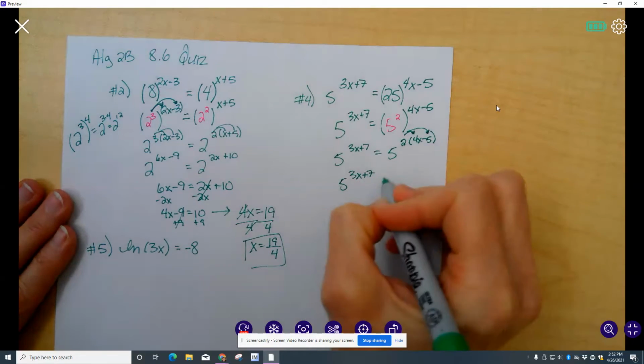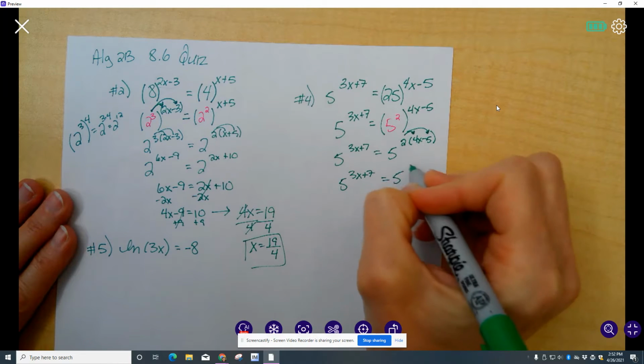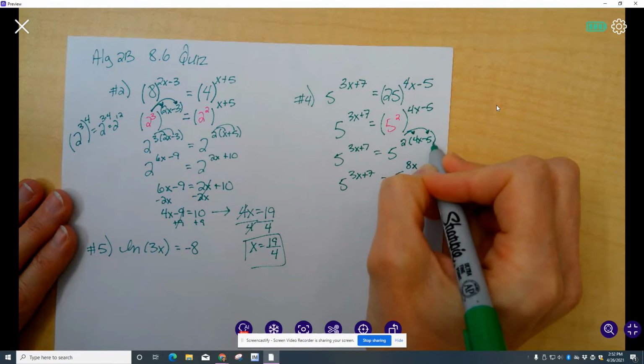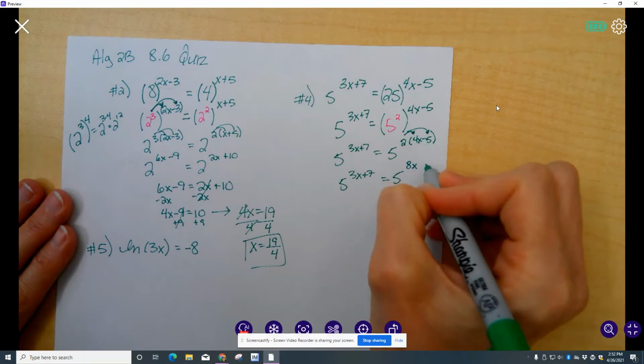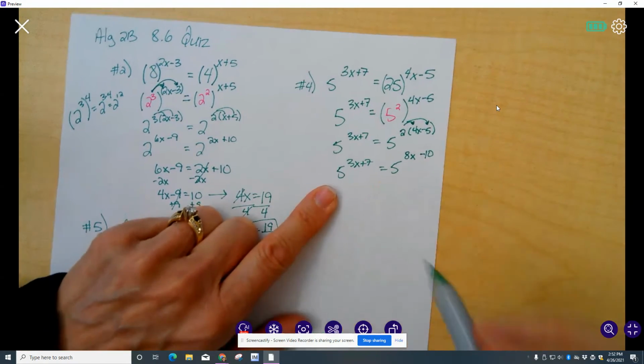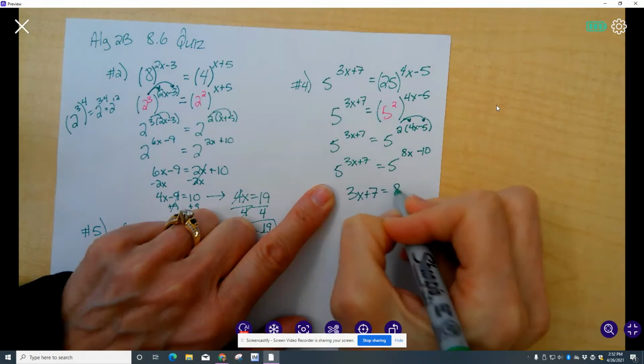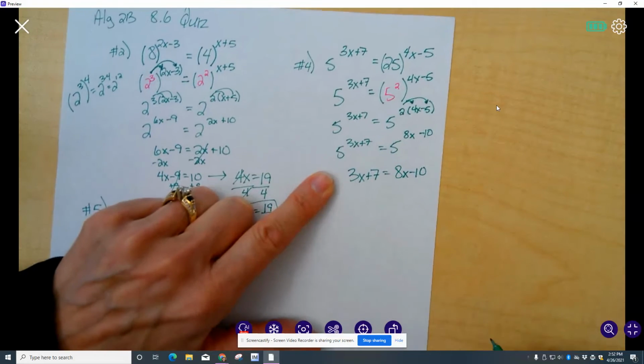So I have that. And here I have 2 times 4x is 8x. 2 times negative 5 is negative 10. Watch your negatives there. Now my bases match, so I can ignore my bases, set my exponents equal, and solve.